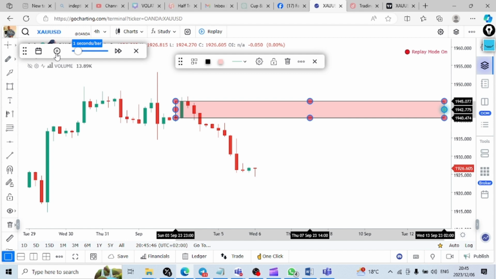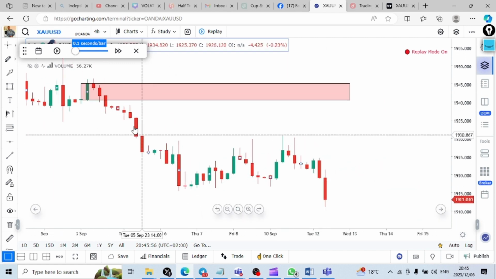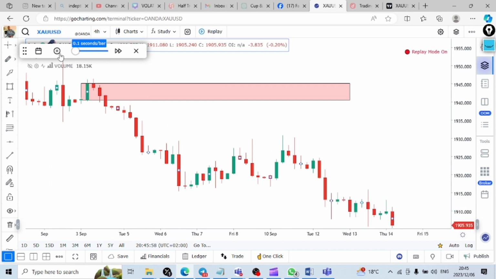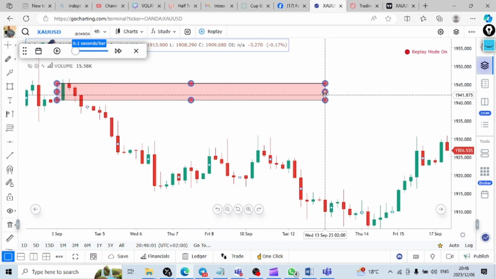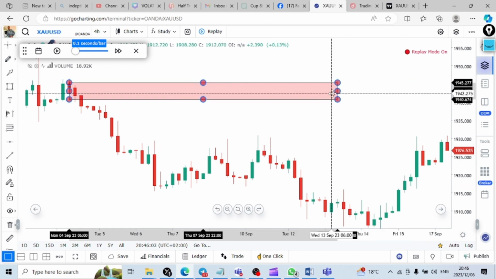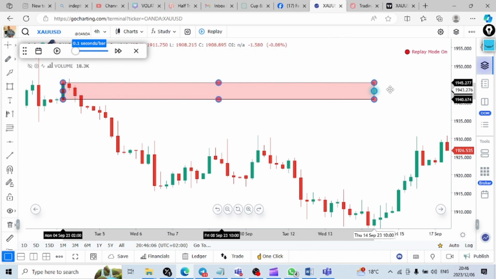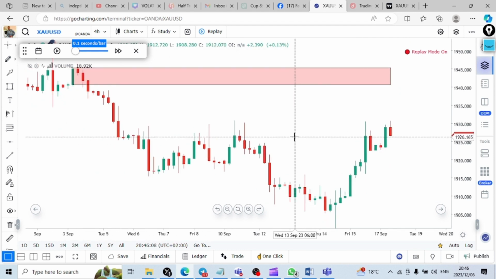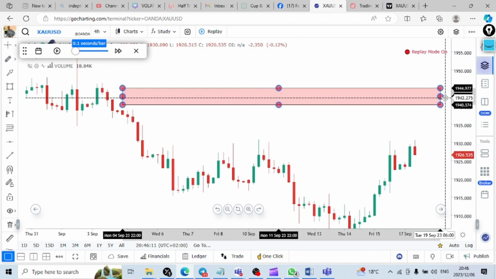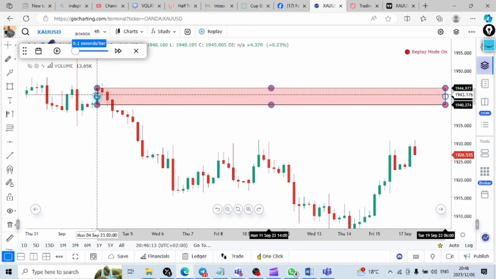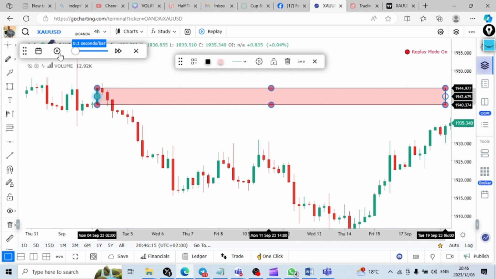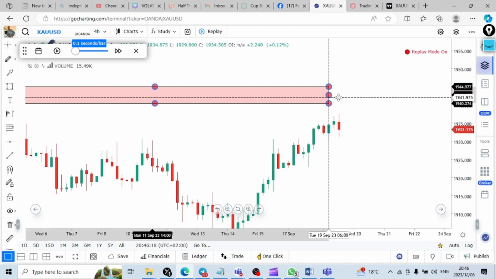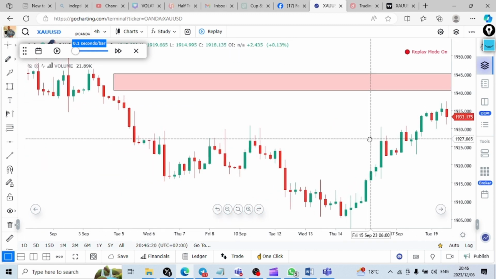We have the price coming down, and price is still moving downwards. And price is moving downwards. We still have price moving downwards. And what do we see at this particular level? So go charting, when it comes to drawing, the drawing is a little bit difficult, but it has this nice replay mode which I enjoy using. Okay, so you see price is coming back again to that order block.